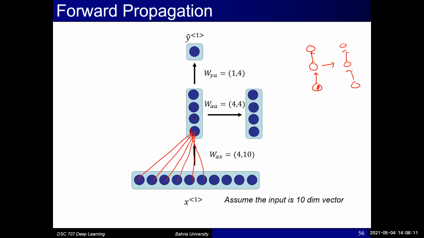And similarly, they are connected to the second one, third one, fourth one. So in total, you have 40 connections. The size of this weight matrix, which we call WAX, A for activation, X for input, is 4 cross 10, right? Because you have 4 here and 10 here.